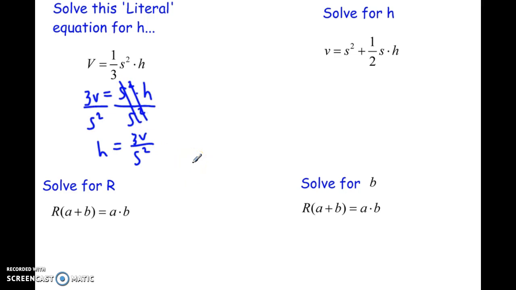And you got it. So you should kind of get used to this kind of thing. Solve for h here. You could multiply everything by 2 to get rid of that fraction, so I'd have 2V equals 2s squared plus s times h.